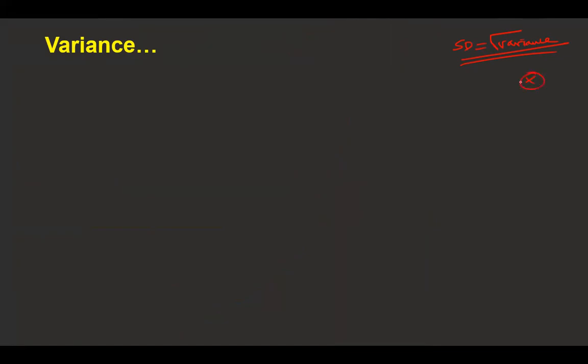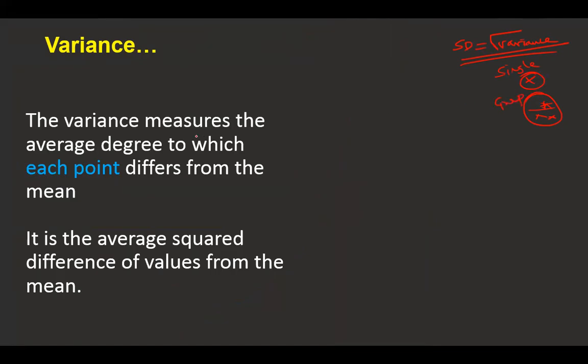Now keep it in mind. See, this is a single data value, a single value, and we'll also have a group of values. Whenever we talk about variance and standard deviation, these two terms will be important. One is single, the other is group. So the variance measures the average degree to which each point differs from the mean. Each point. It is nothing but the average squared difference between the values and the mean. So this is only for calculation purposes that we are using it.